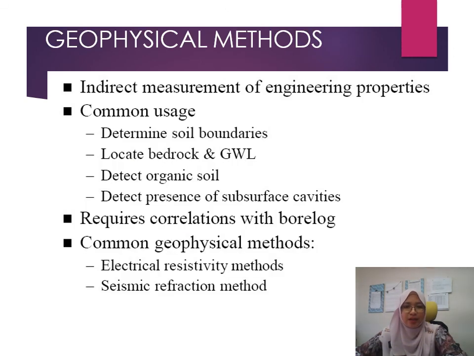Next is the geophysical method. It is an indirect measurement of engineering properties, commonly used to determine soil boundaries, to locate bedrock or groundwater table, detect organic soil, and detect presence of subsurface cavities. It requires correlation with the bore log. There are two common geophysical methods: number one is the electrical resistivity method, and number two is the seismic refraction method.